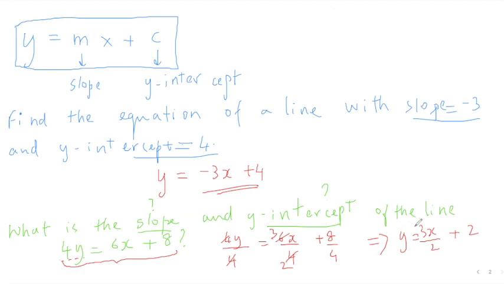Now I have this in the general form of y = mx + c. Whatever is attached to the x is the slope, and whatever is the constant term is the y-intercept. So that's my answer. The slope is 3 by 2, and the y-intercept is 2.